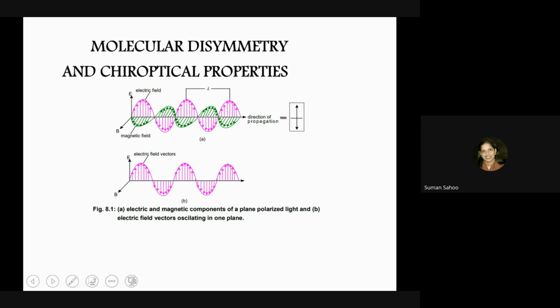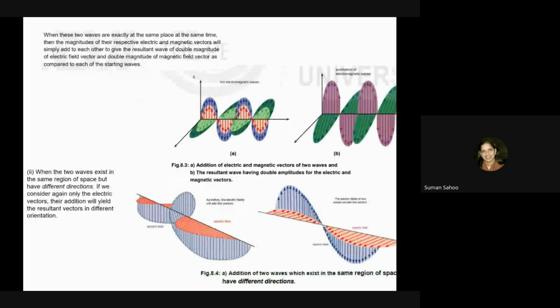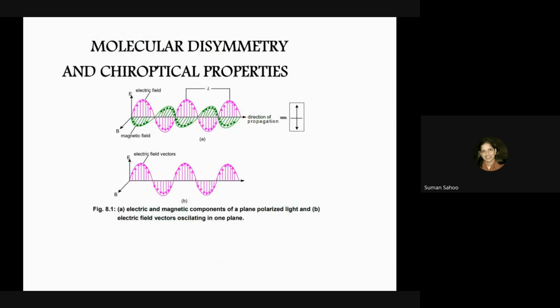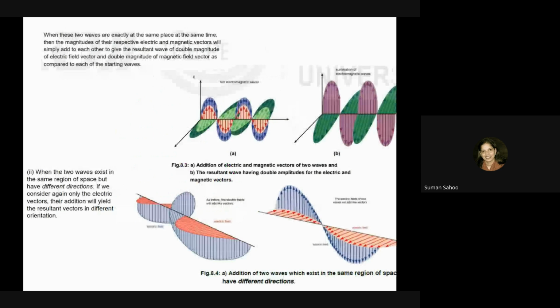So this is just one type of wave. If one wave is propagating, it will propagate like this. So if two waves are exactly at the same place at the same time, okay, now we can say that if this is your electric wave, these are your magnetic waves. So they would oscillate like this.